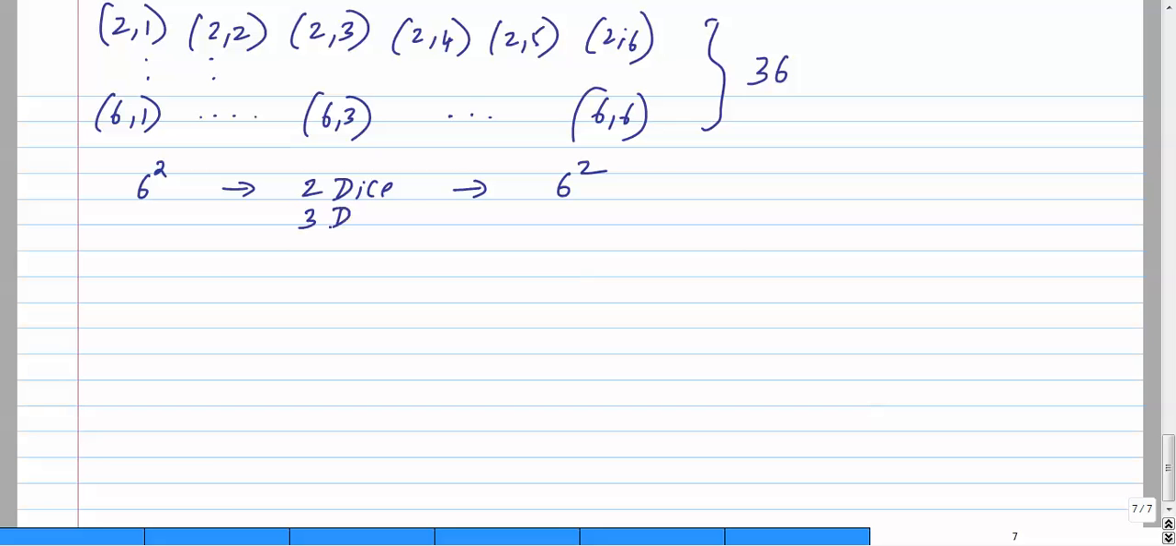Similarly, I can extend. If I toss 3 dice simultaneously, then it is 6 power 3, and for n dice, if I toss simultaneously, the possible outcomes are 6 to the power n.